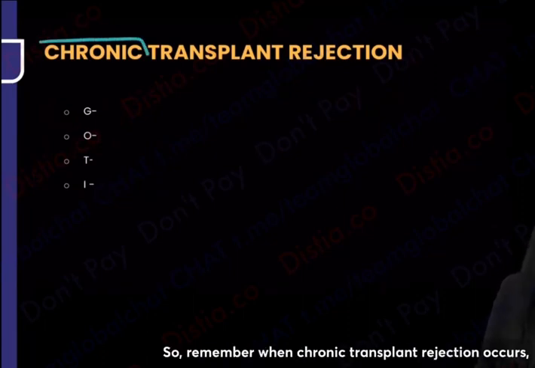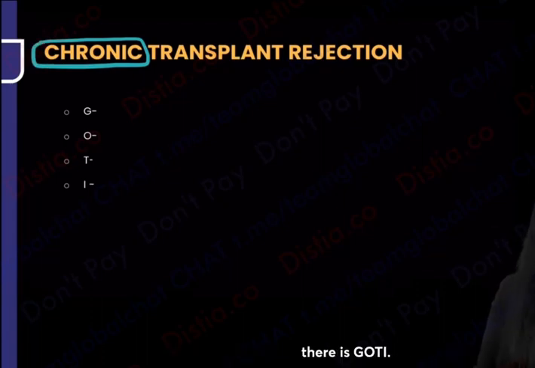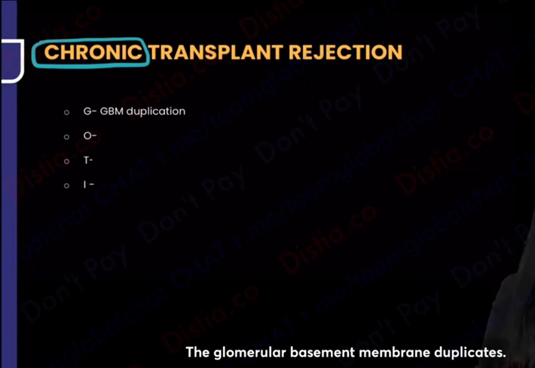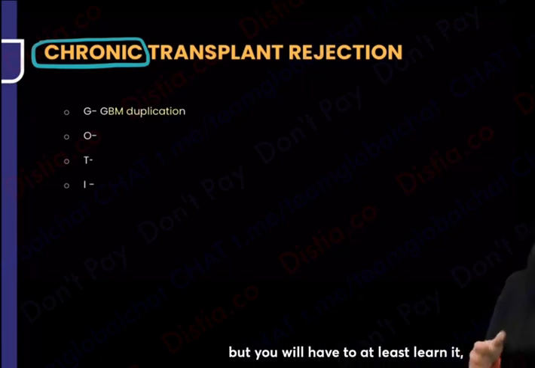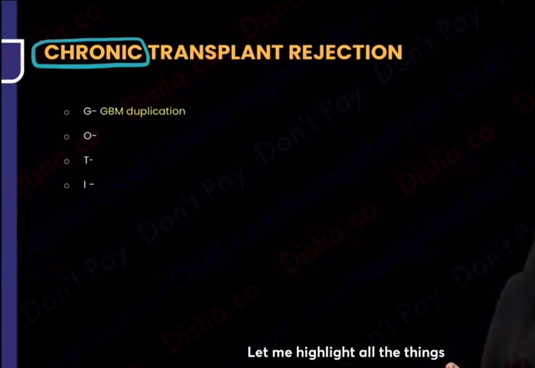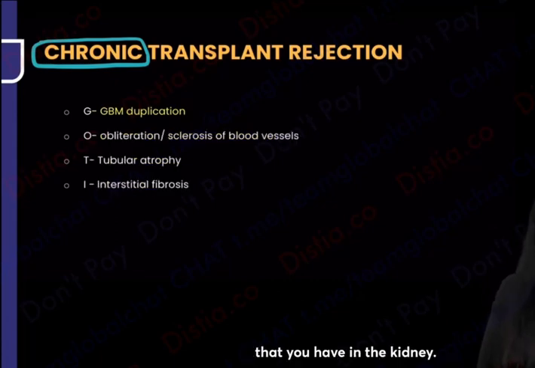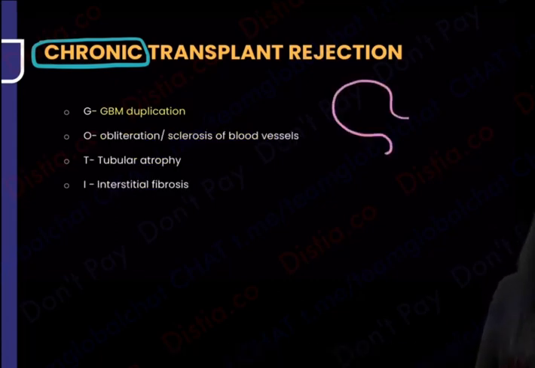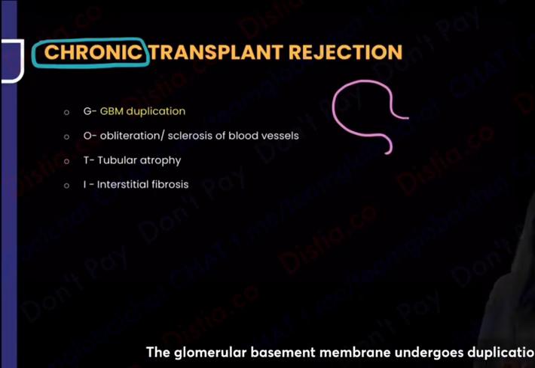So remember, when chronic transplant rejection occurs, there is GOTI. What is GOTI? The glomerular basement membrane duplicates. This is something you'll have to rote learn. You're not going to get pictures of it, but you'll have to at least learn it from the point of view of theory. So first, think of all the things that you have in the kidney. Let me highlight them. Number one, I have the glomerulus. What happens in the glomerulus? The glomerular basement membrane undergoes duplication.